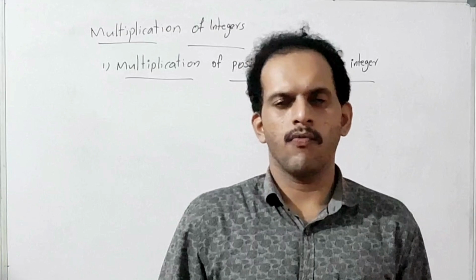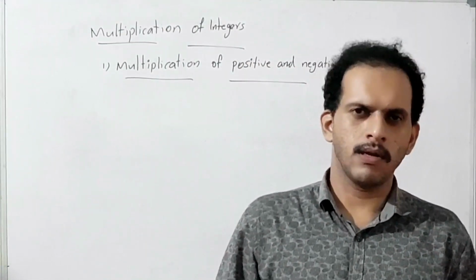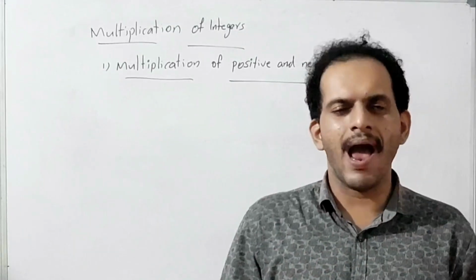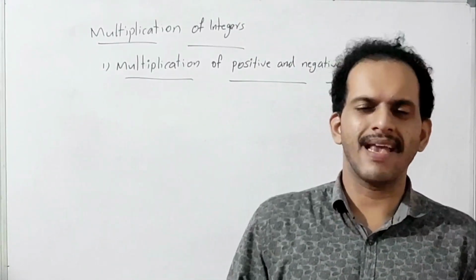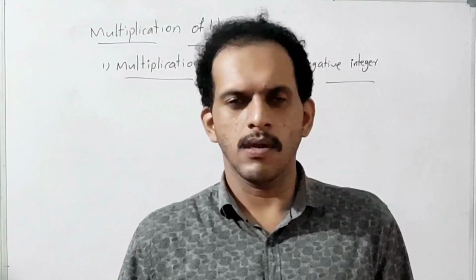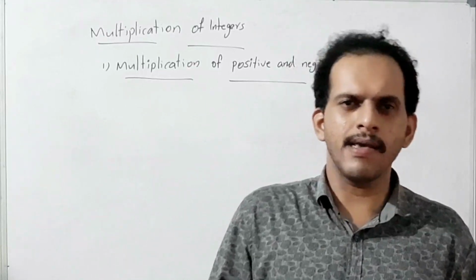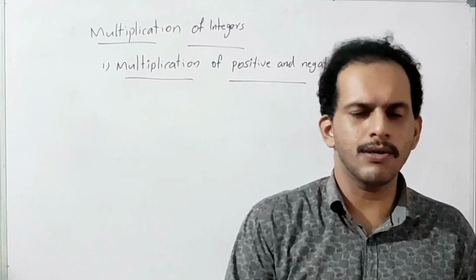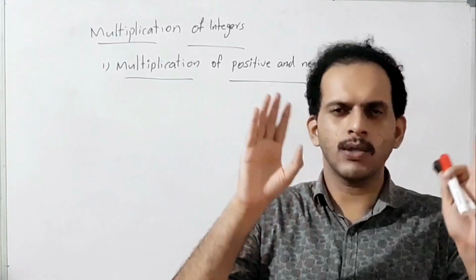In the last class we discussed the properties of addition and subtraction. Now you know how to add and subtract numbers, and the rules we use in addition and subtraction. Next we go on to study how to multiply integers. In the case of multiplication of integers we have two types.